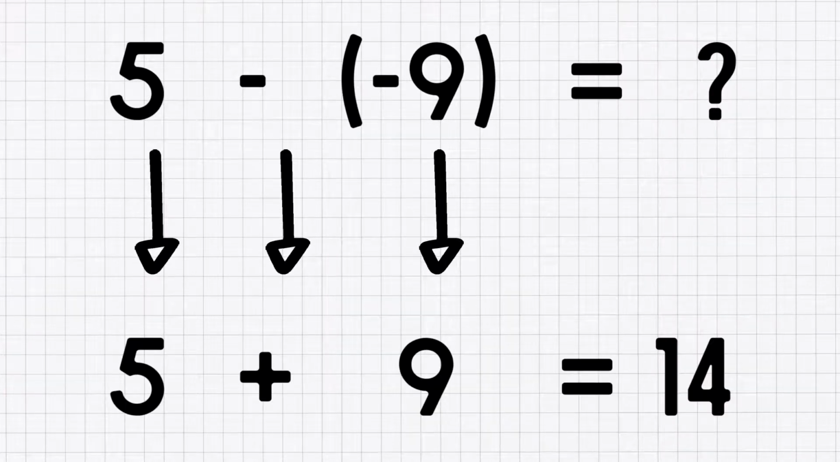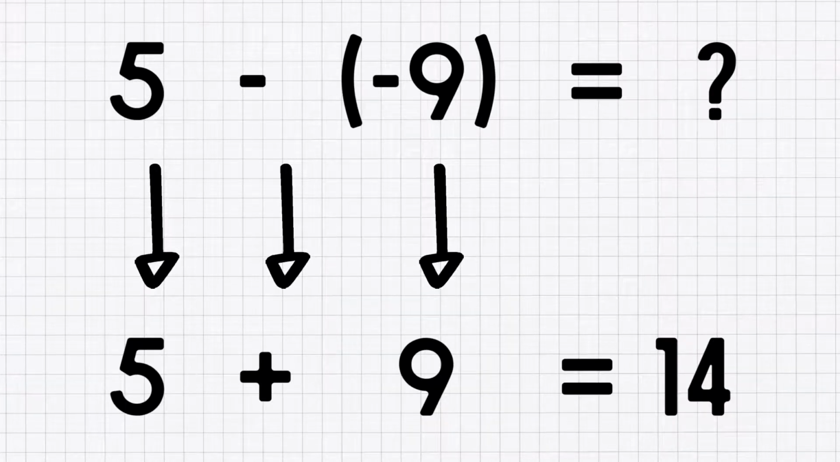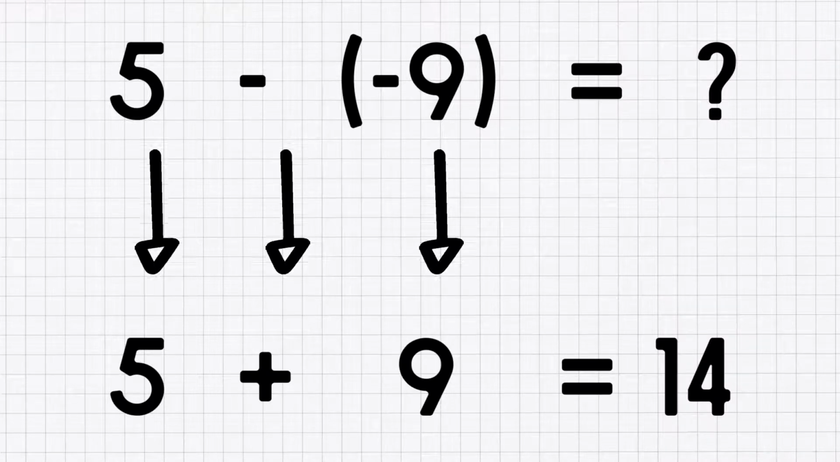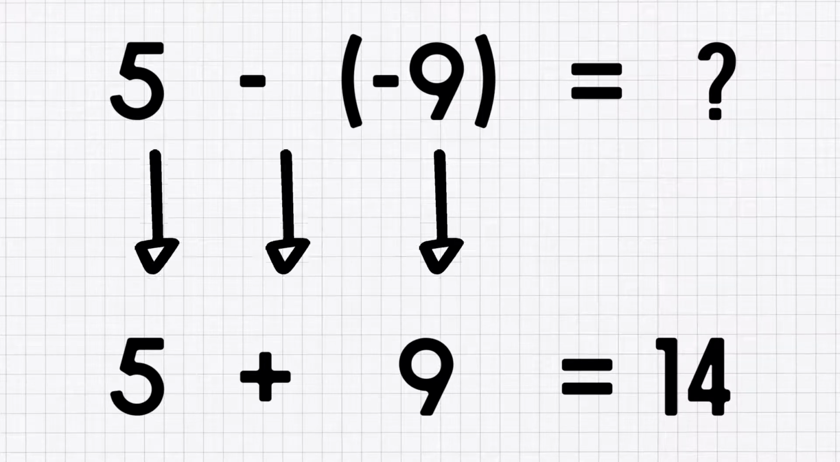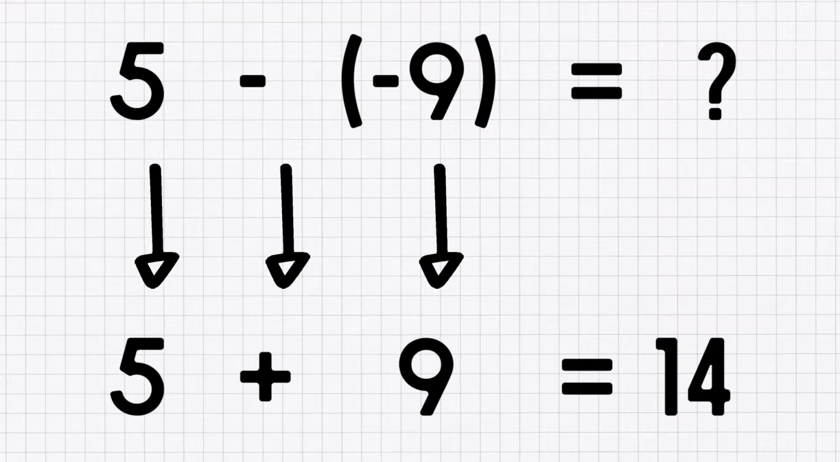For this example, we have 5 minus negative 9. So, copy the first number. We have 5. Change to addition. And then get the opposite of the second number. So, we have positive 9. So, our equation now will be 5 plus 9, which is equal to 14. Positive 14.